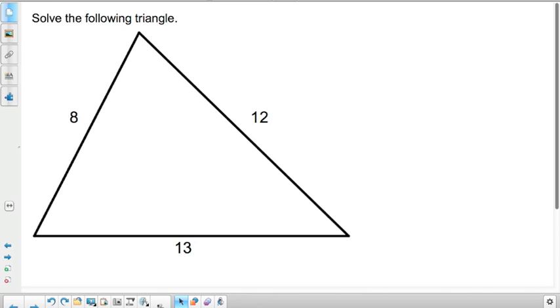First thing we want to try: sine law, right? The math associated with it is easy. Unfortunately, we don't know any angles, so obviously we can't do that. So we do cosine law. But with the cosine law, we still needed an angle.